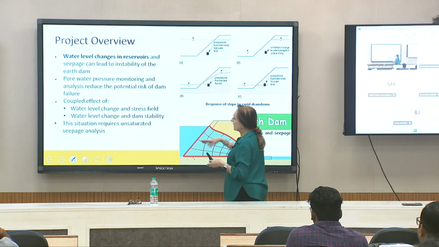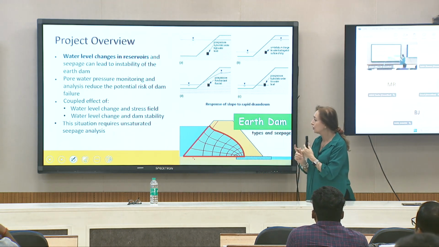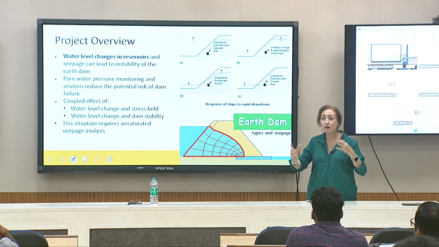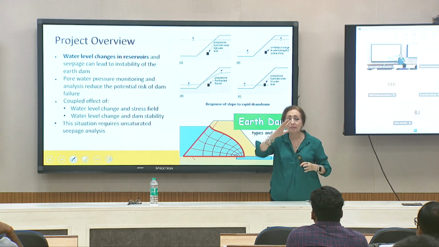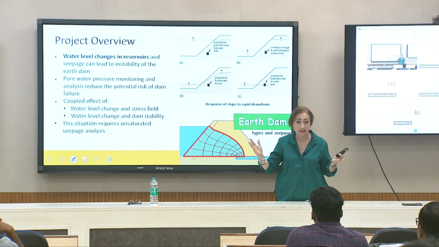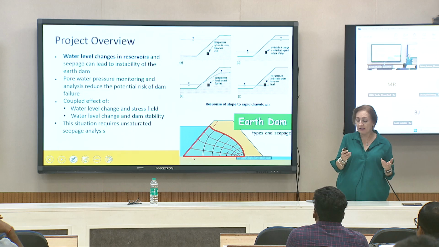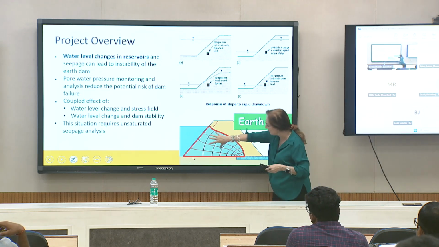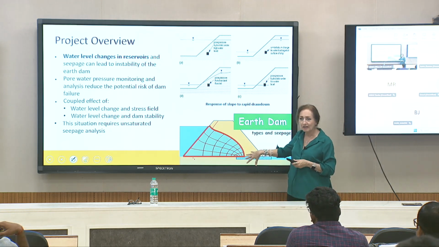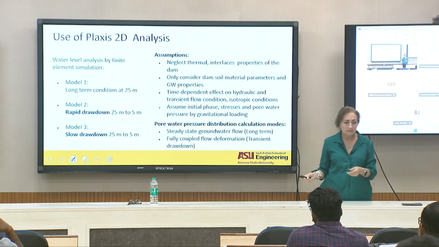For that, you're going to need a couple of effects: the water level change and the stress field, and the water level change and the dam stability. So you have to have coupled analysis plus stability, shear strength analysis, factor of safety, right? So you're going to need that. This situation requires unsaturated coupled analysis. So it's good to know where the flow is and where the water is going. But you want to figure out also that the dam is stable as that occurs, okay?